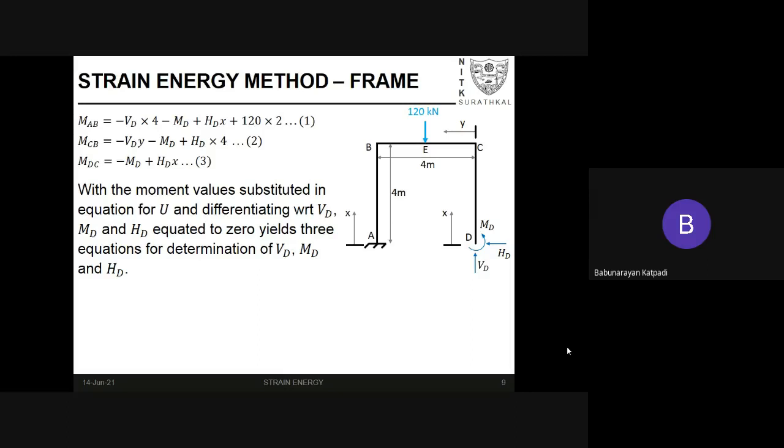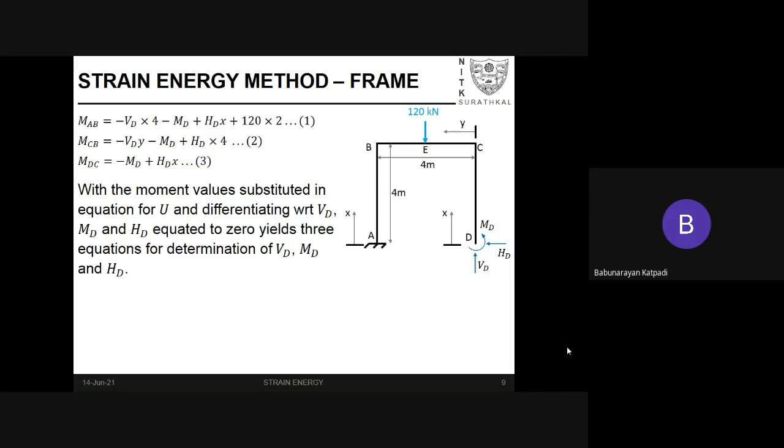Look at now, I have taken the origin for AB at A, and I have shown X as the direction. In terms of X, I will write the value of the bending moment at that section. And similarly for MCB, I set up the equation for the moment in terms of coordinate Y with origin at C. And I write the equation for the moment in the element DC with origin at D. So we can write these equations.